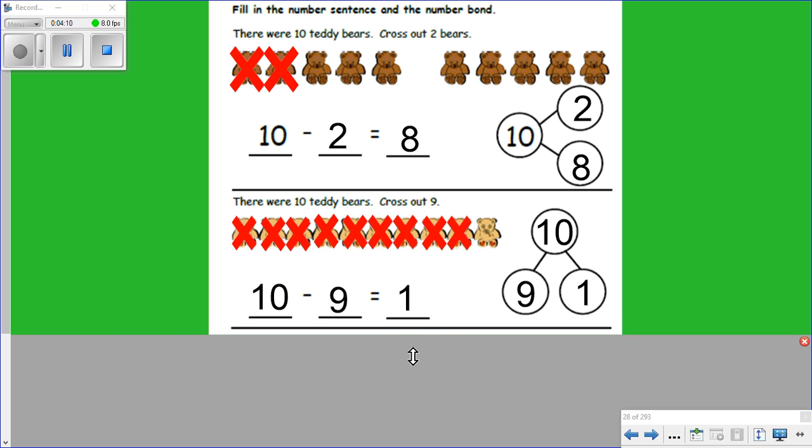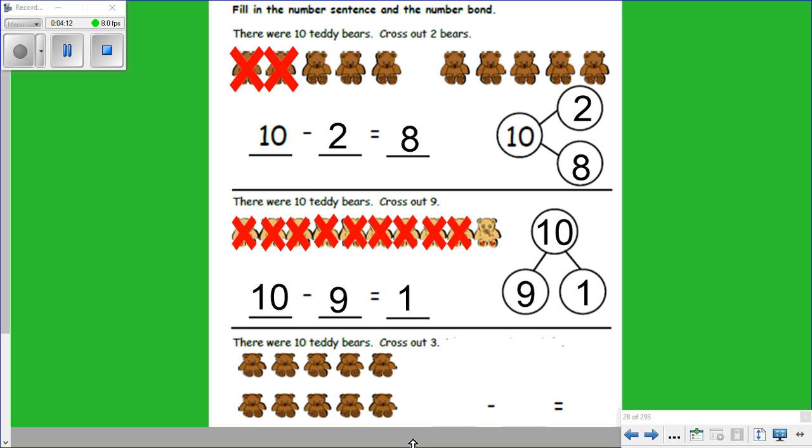All right, we've got one more teddy bear story. Read it with me. There were 10 teddy bears. Cross out 3. Okay, let's cross out 3. 1, 2, 3. There we go, 3.